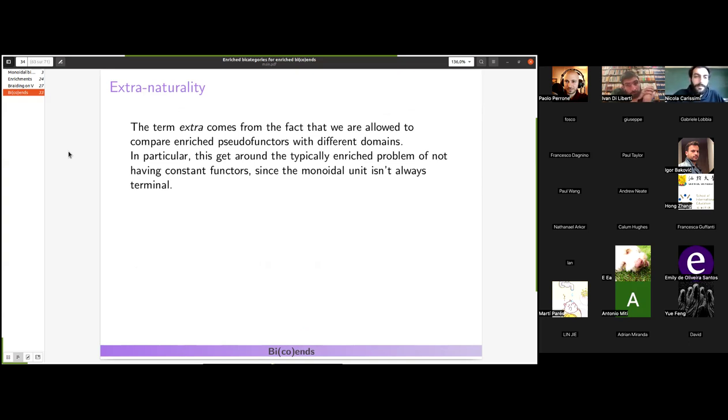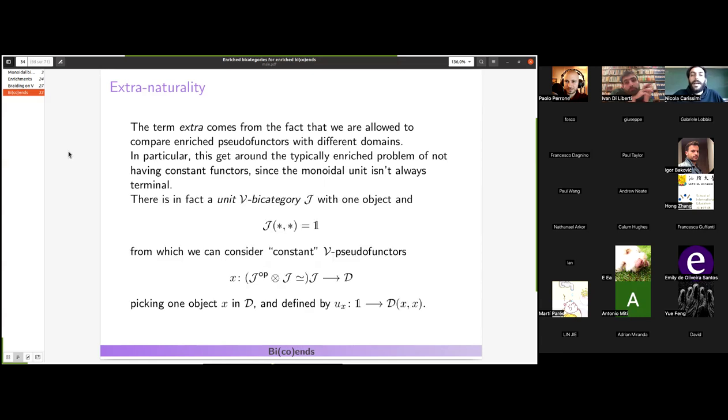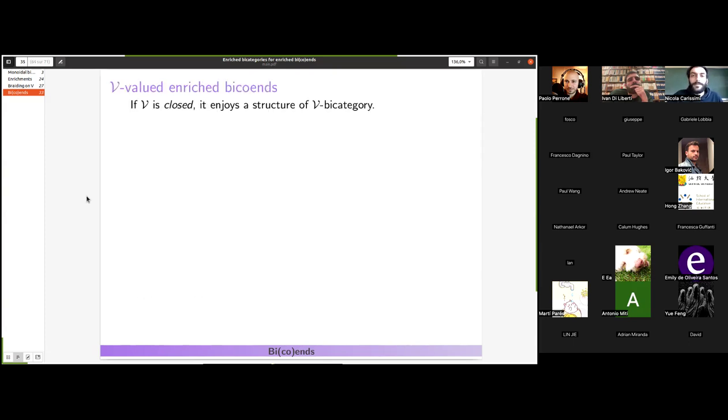And so in the bidimensional setting, the problem is the same, but we have a unit V-bicategory, which is a bicategory with just one object and the unit as a hom object. And from that, or equivalently from that J^op tensor J, because they are equivalent, we can consider a constant functor. We just pick an object in the target V-bicategory, and then on the hom object it is defined to be the unit of this object in D. So we can talk about constant functors when we talk about extra natural transformations.